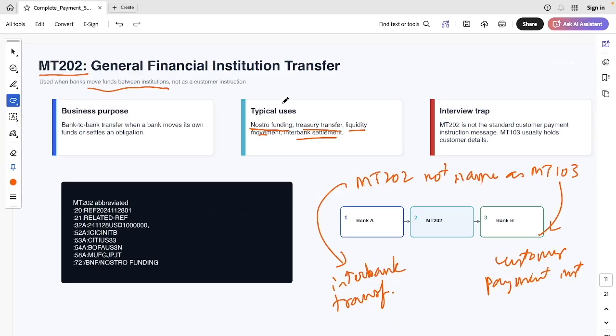between banks. Okay, and this is how the MT202 structure typically looks. It has the fields 20, 21, 32, 52, 53, 54, 58, 72. So here, if you notice, we don't have 50 and 59. 50, you remember, talks about the sender, and 59 is for your receiver. So there is no customer information involved in this MT202 format.